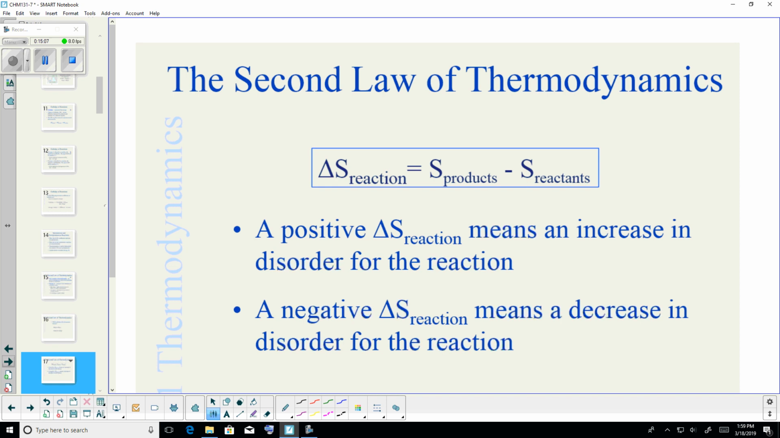So again, we measure the change in entropy. It is the entropy of the products minus the entropy of the reactants. A positive delta S means an increase in disorder for the reaction. A negative means a decrease in disorder for the reaction. We can go from very disordered to very ordered. If I freeze water, it goes from a liquid to a solid, the entropy change is negative.